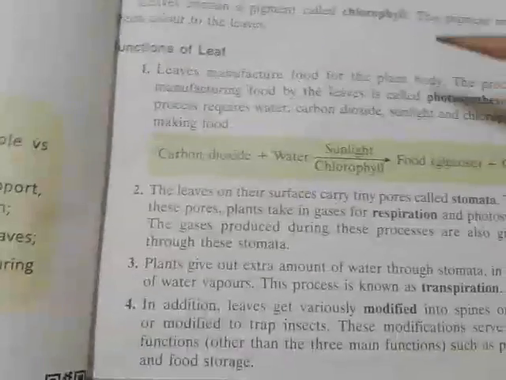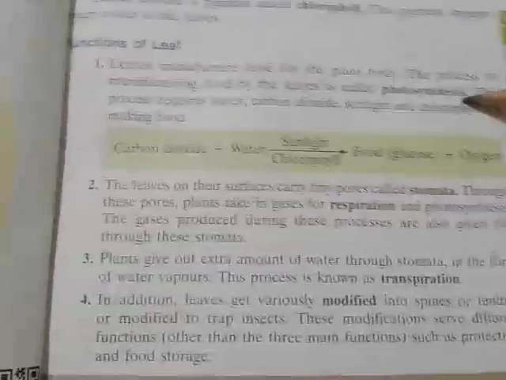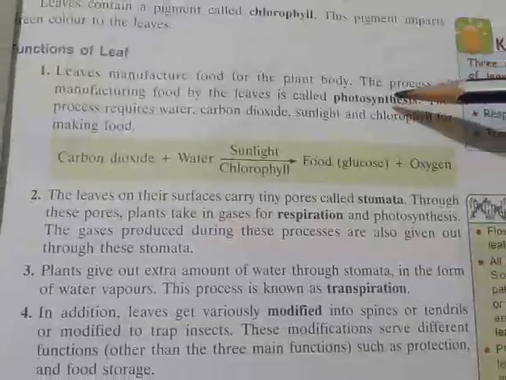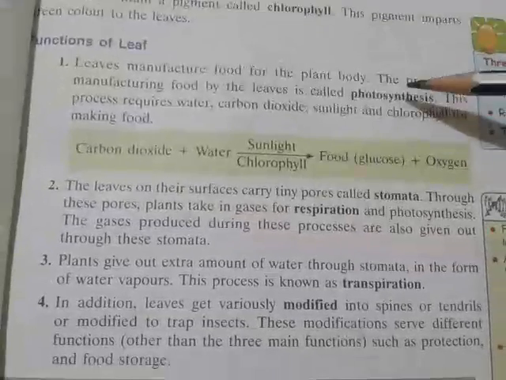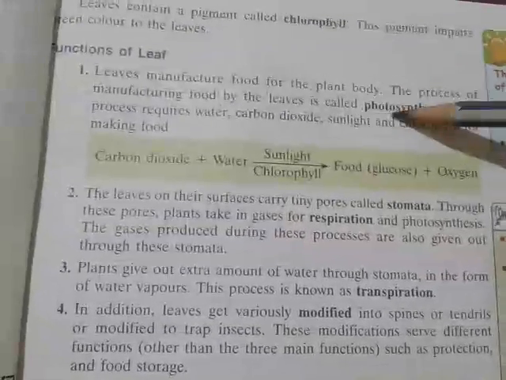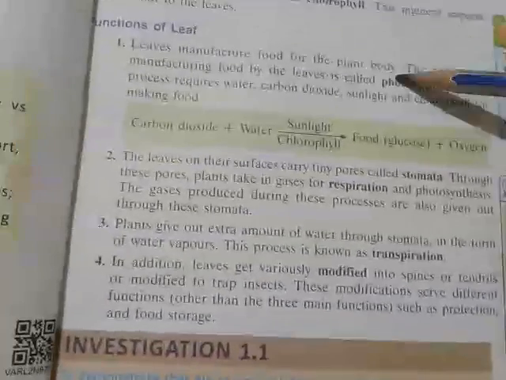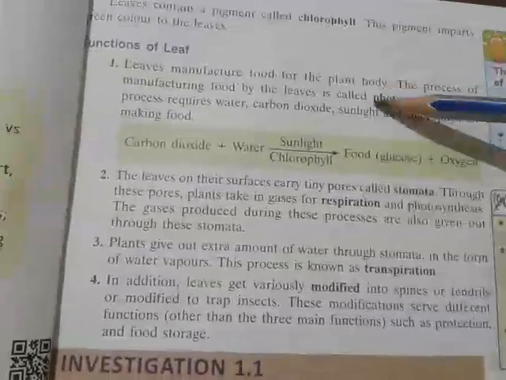So what is the process behind this? The process actually is called photosynthesis. One term is photo, another term is synthesis. Synthesis means to produce, in the presence of photo, meaning light. So this is the term, photosynthesis.